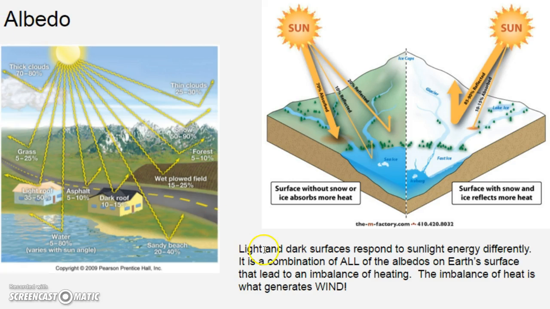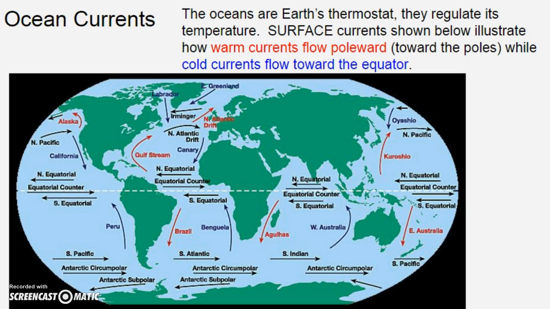Albedo. Light and dark surfaces respond differently to sunlight energy. So it's a combination of all the albedos on Earth's surface that lead to the imbalance of heating. This is very key. Make sure you get this in your notes. The imbalance of heat is what generates wind. So we're going to be talking about how the changes in temperatures are going to lead to changes in pressures, which are then going to drive wind.